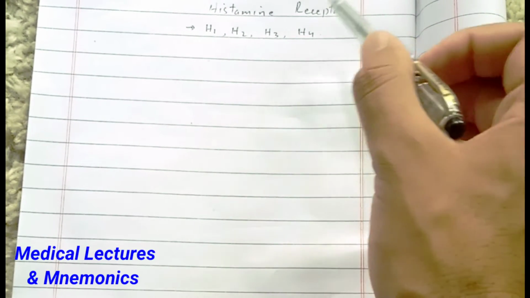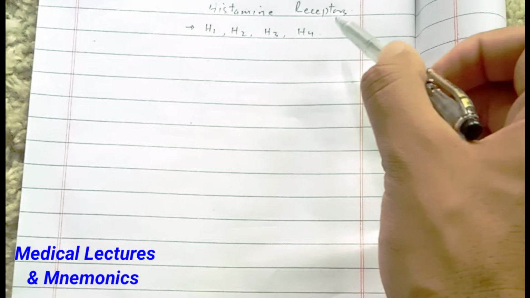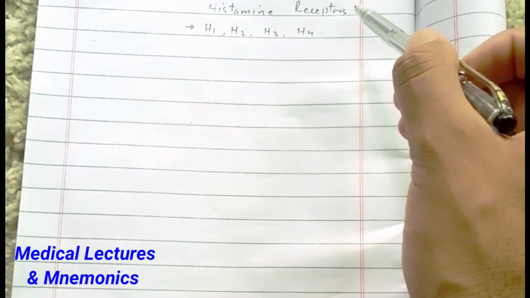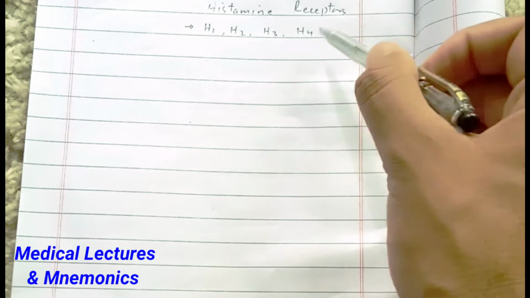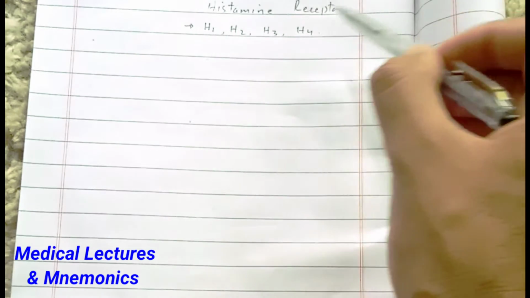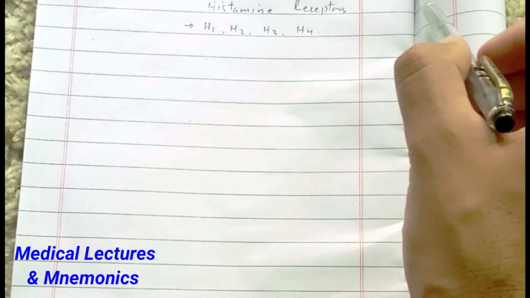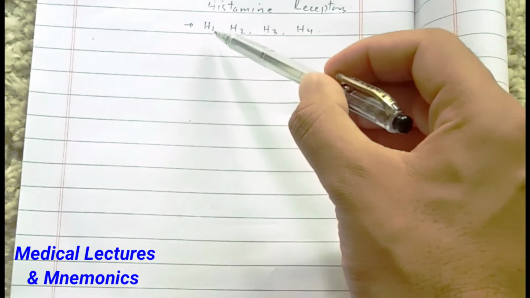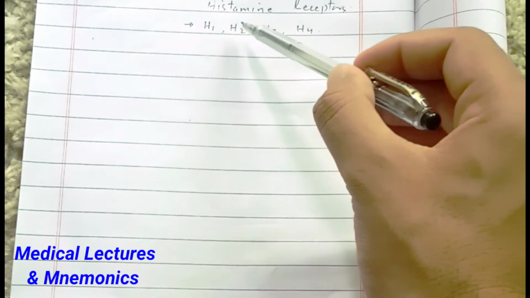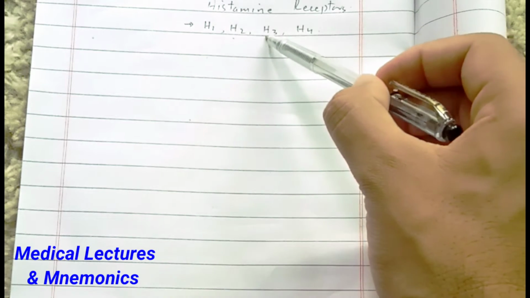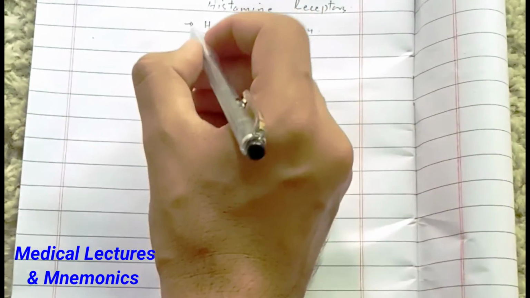In the previous video I have already talked about the histamine definition, its location of production, synthesis and release of histamine. So in this video I am going to talk about the histamine receptor. There are four types of receptor found in the body for histamine: the H1 receptor, the H2 receptor, the H3 receptor and the H4 receptor.